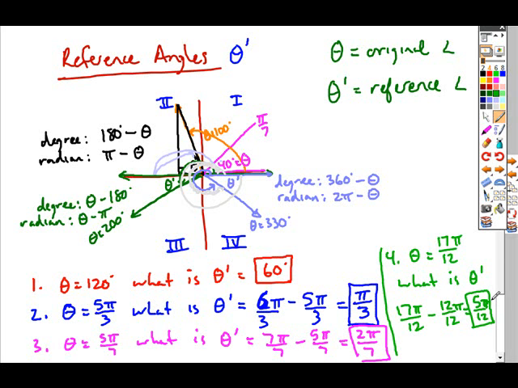Okay. You guys kind of seeing the pattern for those? Again, you don't have to memorize these relationships. I showed you how to derive them, but if you have them written down in notes that you can reference, that will be just fine.